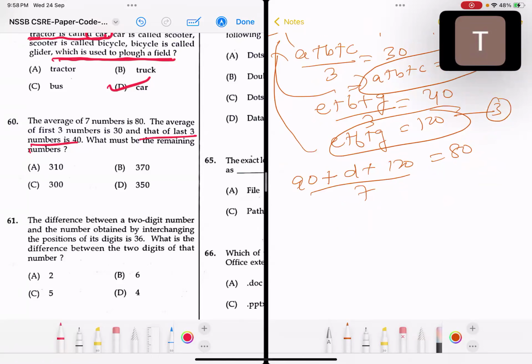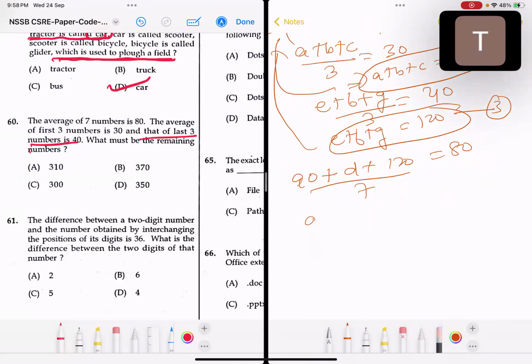Divided by 7. So 90 plus 120 is 210. 210 plus D is equal to 560. So D is equal to 560 minus 210, which is 350. So the remaining number, which is the middle one, is 350, okay?